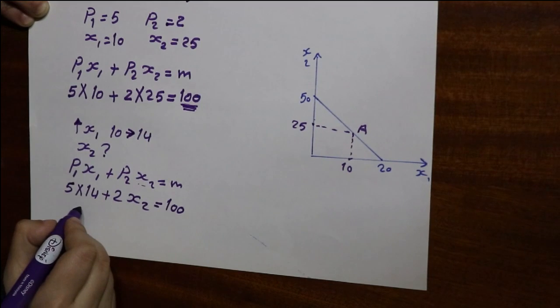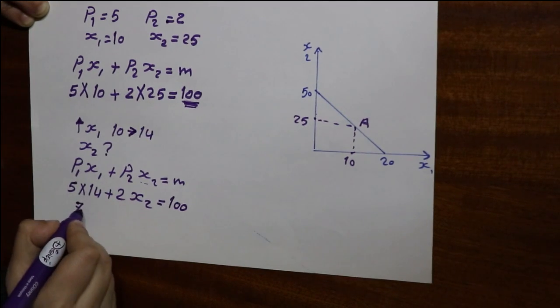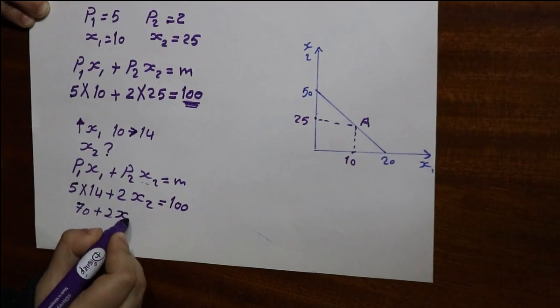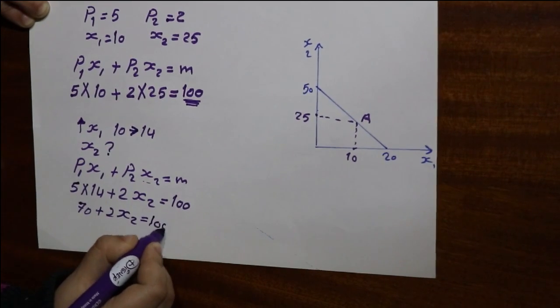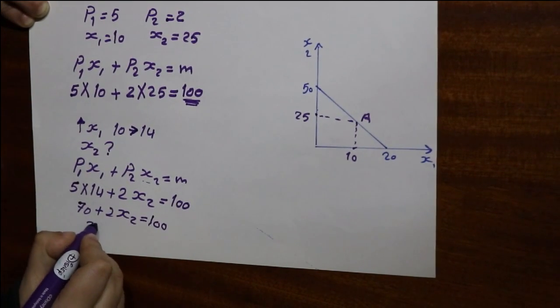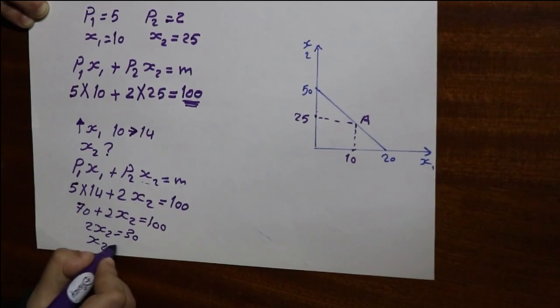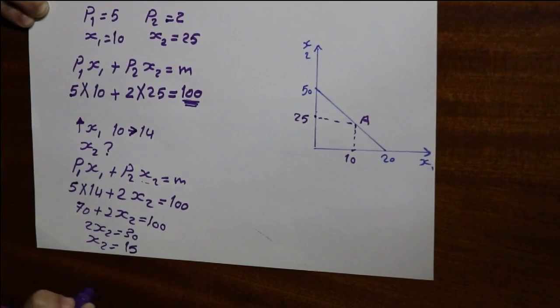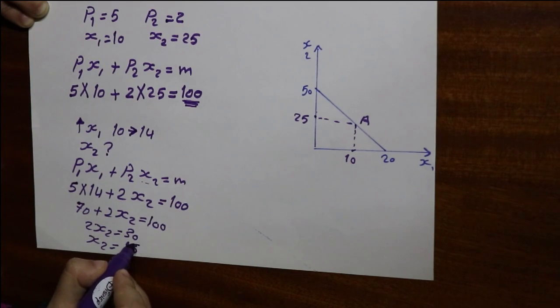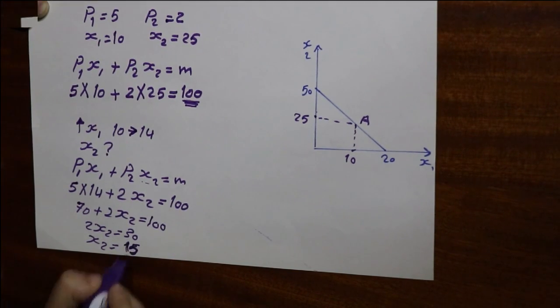70 plus 2x2 equals 100. Then 2x2 equals 30, so x2 equals 30 over 2, equals 15. The new quantity of x2 will equal 15.